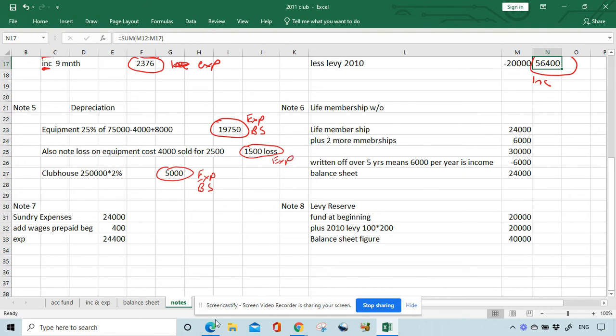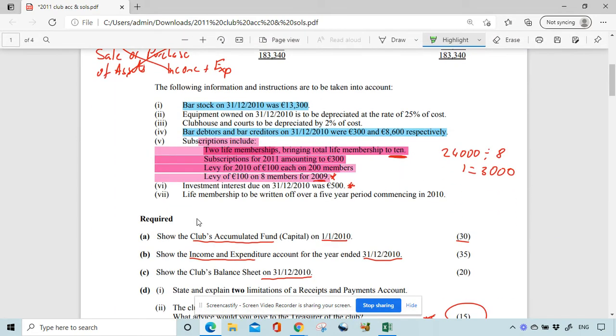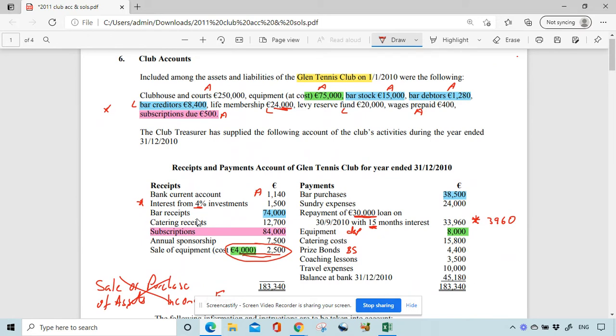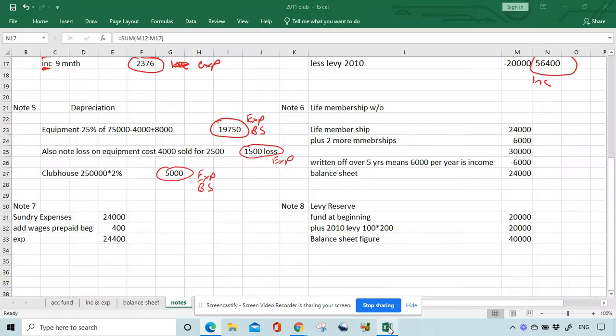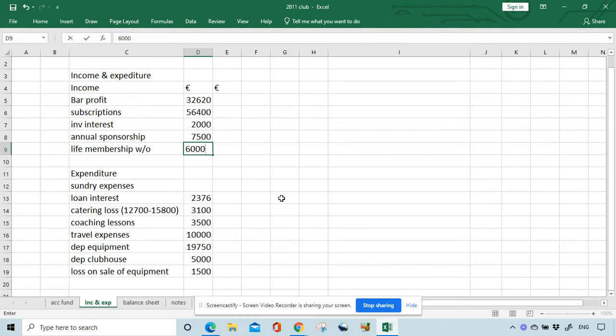Okay, note number 6, the life membership. If we look at the notes, life membership to be written off over a 5-year period commencing in 2010. So we have life memberships of 24,000 plus 2 more life memberships takes us to 30,000. However, we write this off over 5 years, which means we take away 6,000, which is an income every year, which leaves us with the balance sheet figure of 24,000. So income, 6,000 euro.